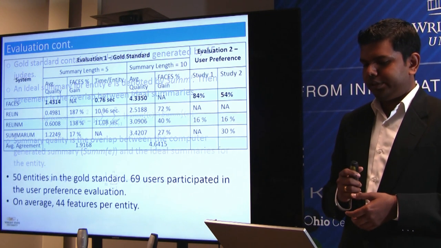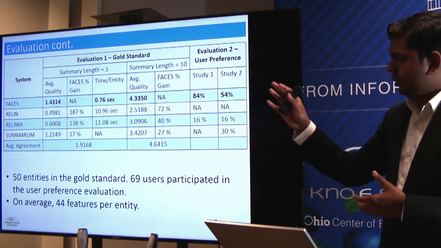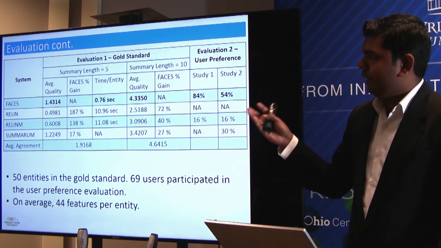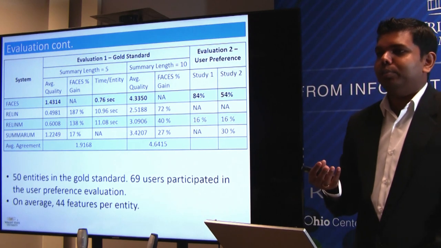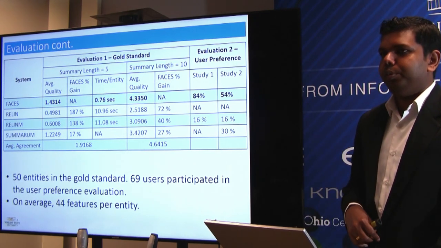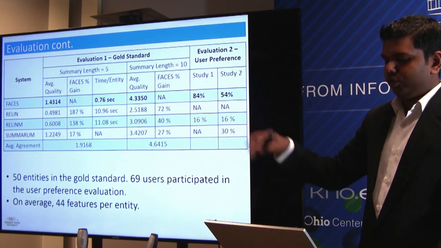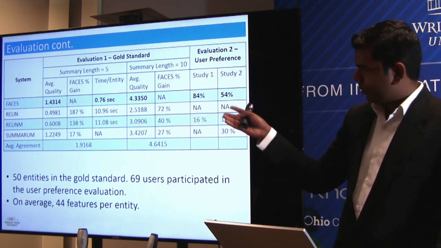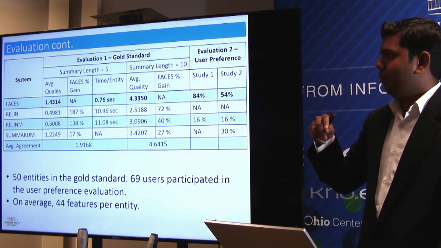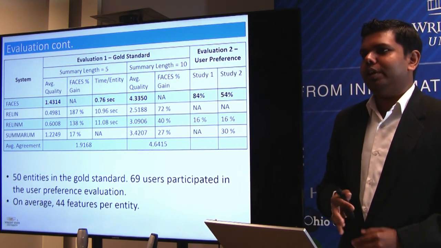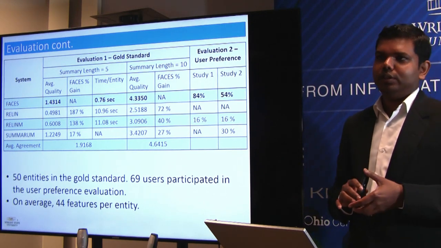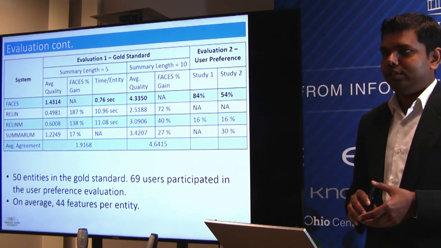The results we evaluated are against state-of-the-art approaches. Raylene and Summarum are existing approaches that do entity summarization. For this, we use the DBpedia knowledge graph. For the summary quality, in our gold standard, we achieved higher results, basically because we were able to cover more facts given the conciseness of the size of the entity summary.